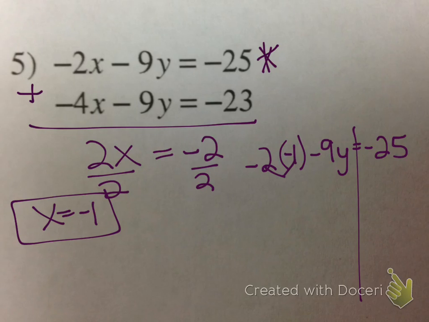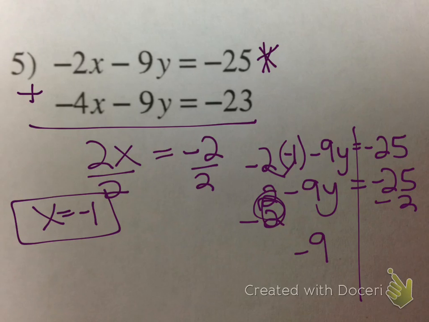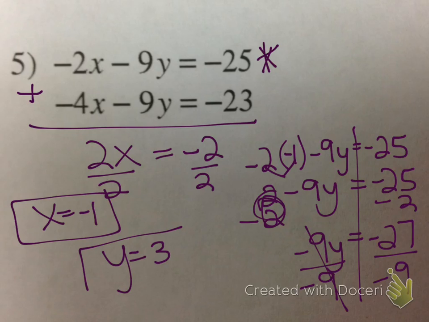So we've got 2. Negative 2 times negative 1 is positive 2 minus 9y equals negative 25. Minus 2, minus 2. So negative 9y equals negative 27. Divide by negative 9, divide by negative 9. And y is negative 27 divided by negative 9, which is 3.